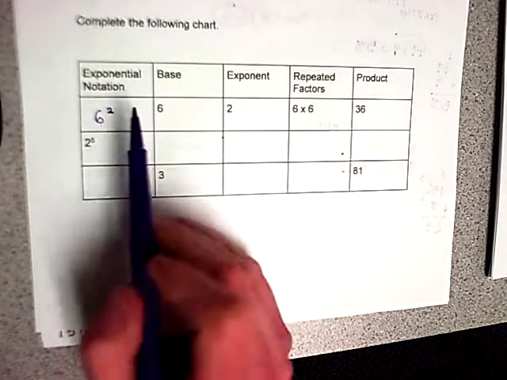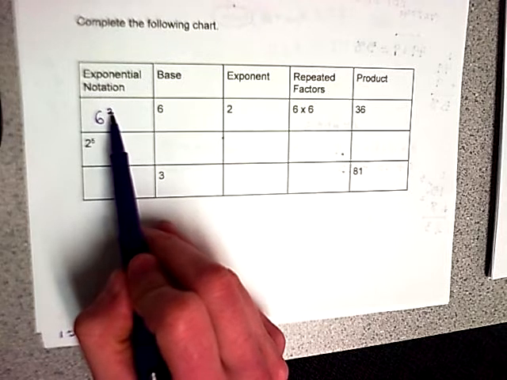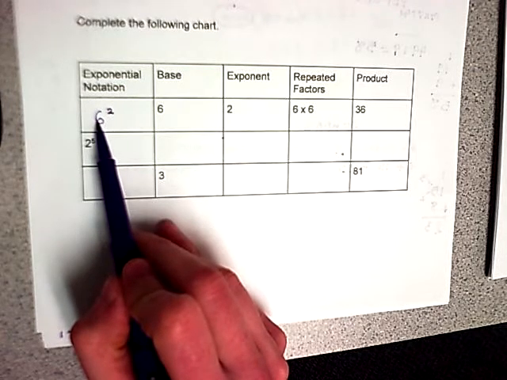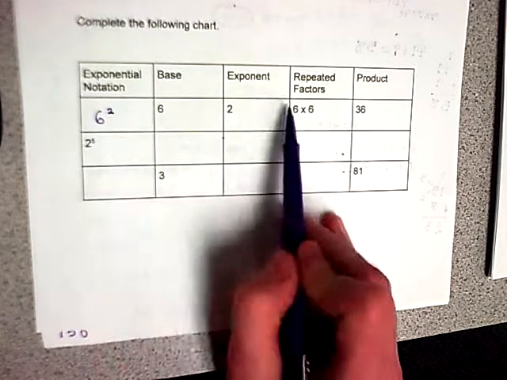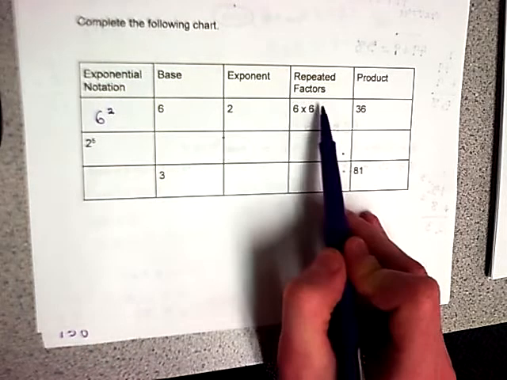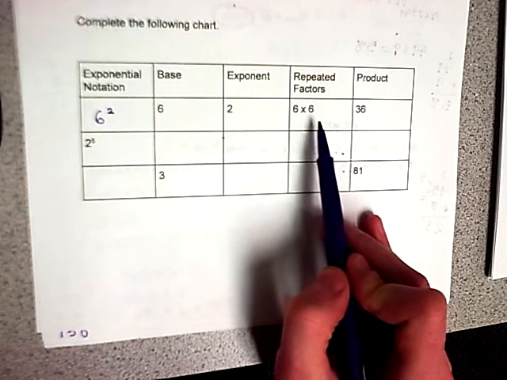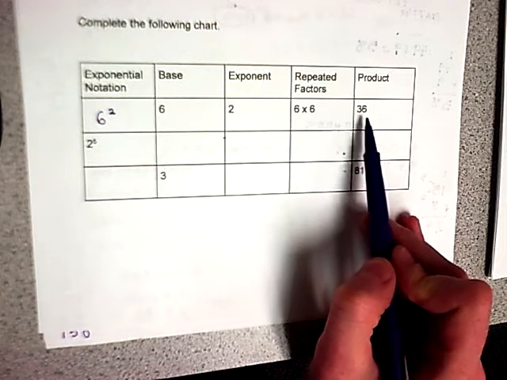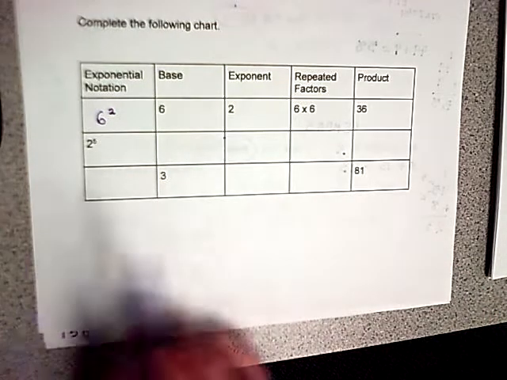We can check it because we know that if we have an exponent, we have to multiply the base by itself that many times. So we have to multiply 6 how many times? 2 times. And so if we can see over here, we multiplied 6 2 times, and 6 times 6 is 36. Let's try the next one.